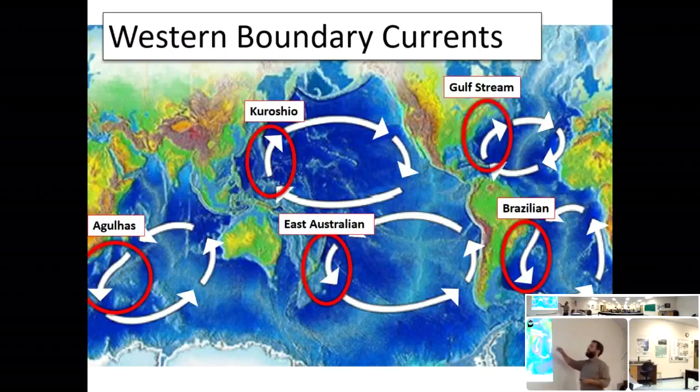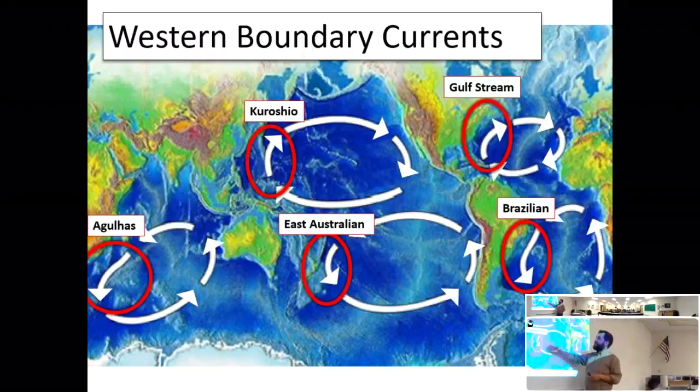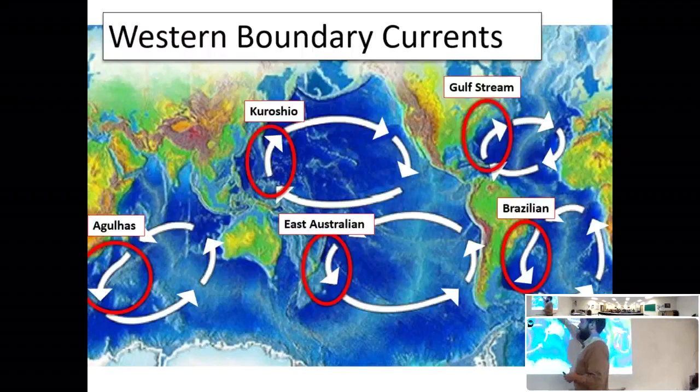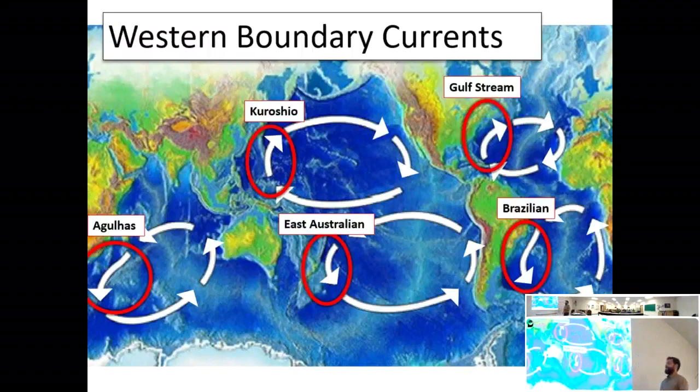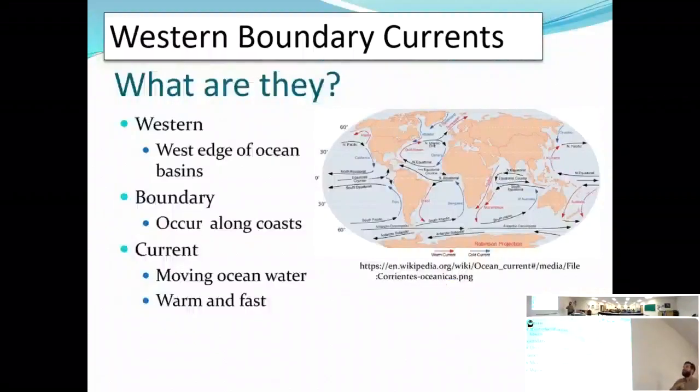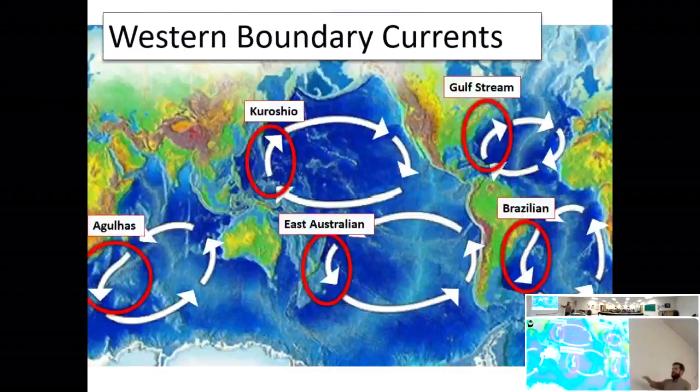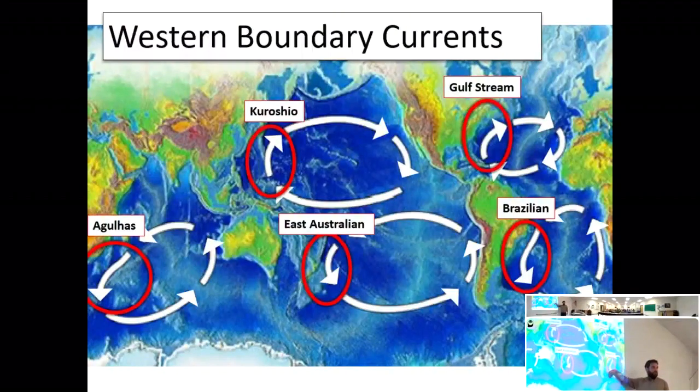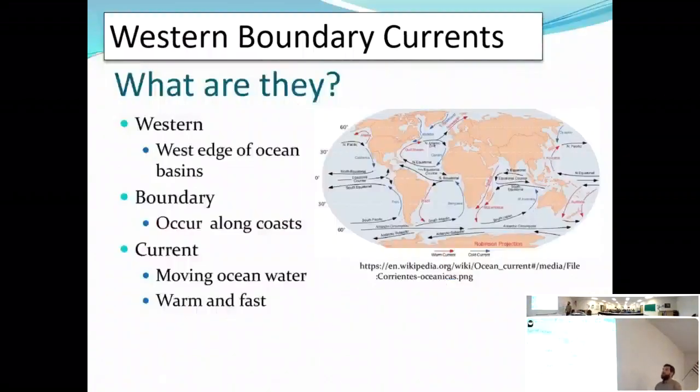Okay. So here are some western boundary currents. There's the Gulf Stream, there's the Brazilian, the East Australian, the Kuroshio, that's off the coast of Japan, which is why it has that name, it sounds Japanese, and the Agulhas, which is going off the coast of like South Africa. Okay, notice that in the south, those currents are going towards the south, but in the north, they're going towards the north.